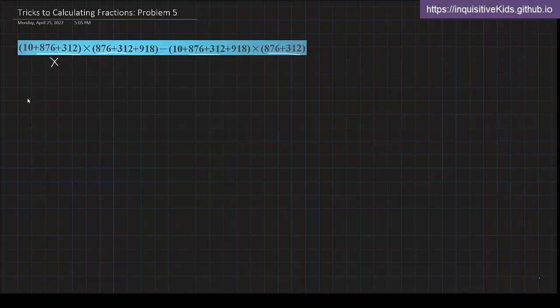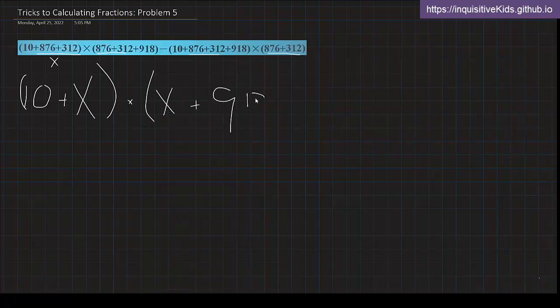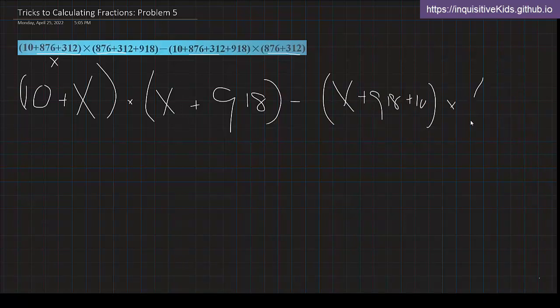So we have 10 plus x times x plus 918 minus x plus 918 plus 10 times x. So what does this equal?